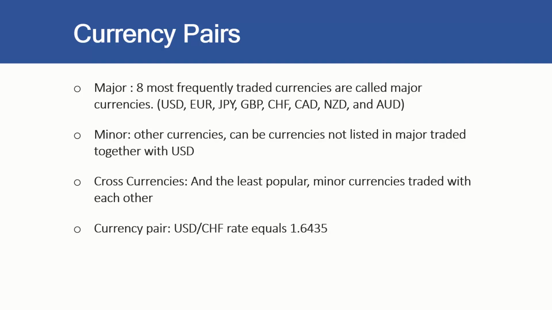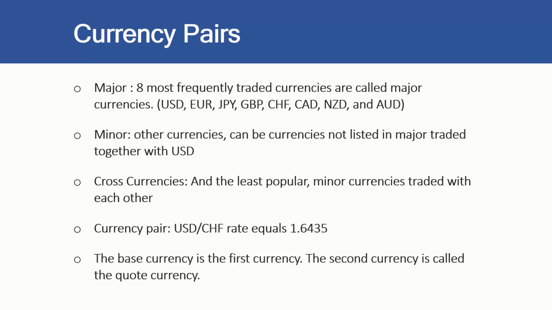When you see a currency pair, they will be quoted like this. So you can see US dollar and Swiss franc. The base currency is the first currency. It shows how much the base is worth against the second currency, and the second currency is called the quote currency.